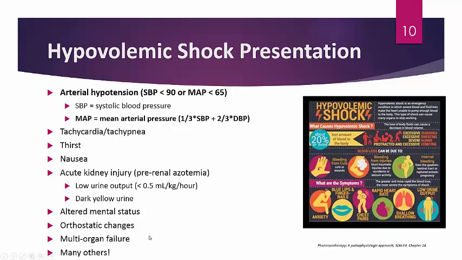Since your body is not perfusing properly to all of your different organs, you may actually develop multi-organ failure. And there are many other different things in the presentation that you may see with hypovolemic shock as well. This just kind of gives you a little bit of a global picture of the things that can happen with hypovolemic shock. And obviously, if hypovolemic shock is not properly treated, you can also have mortality as well.